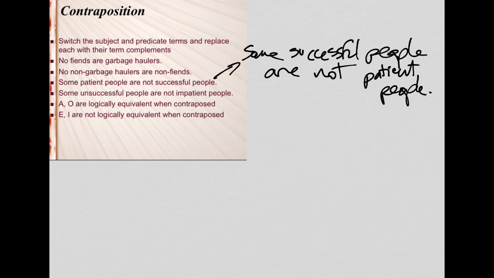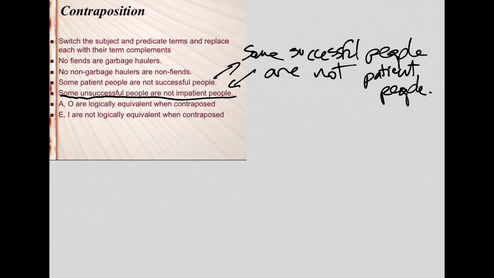Now we are going to take the term complements of each of these terms. And so we do end up with: some unsuccessful people are not impatient people, right? Successful people, you don't want to say non-successful people because we have a better way to say that, unsuccessful people. And you certainly don't want to say successful non-people because what are we talking about there? Who knows? Patient people, the term complement of that is not non-patient people because you have a better term, impatient people. So that's where we get unsuccessful people and impatient people.